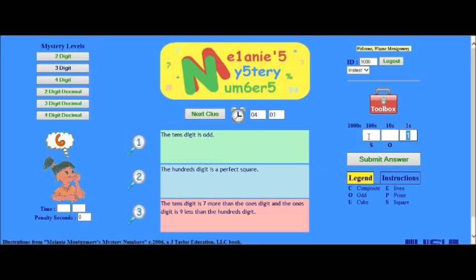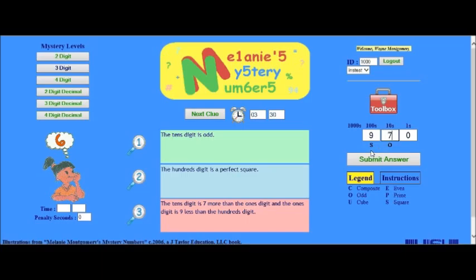The hundreds digit is a perfect square. Sorry. This is what you've got to be looking at here. Make that a 4. And the tens digit, which is odd, is 7 more than the ones digit. So why don't we make this a 9? And if it's 7 more, we'll make this a 2. And the ones digit is 9 less than the hundreds digit. Well, it's got to be a 9. And this has got to be a 0. And this is odd, and if it's 7 more, it's got to be a 7.